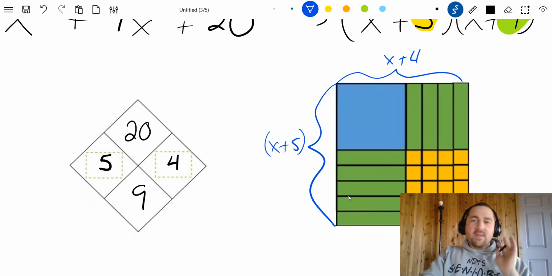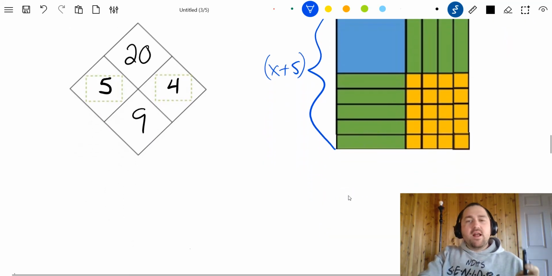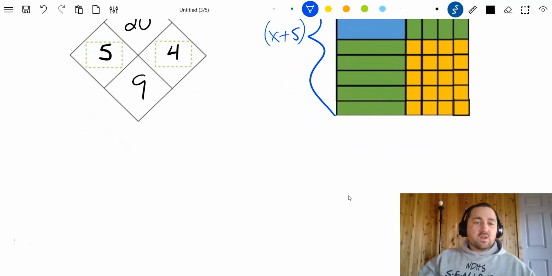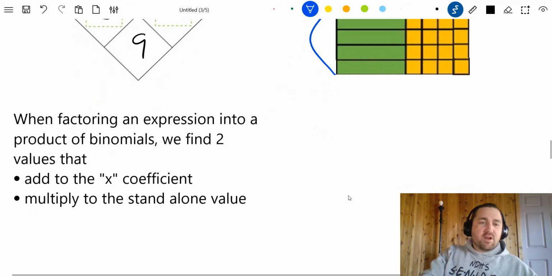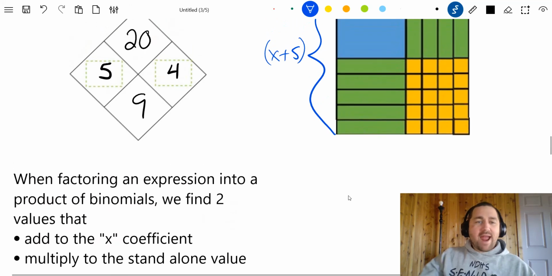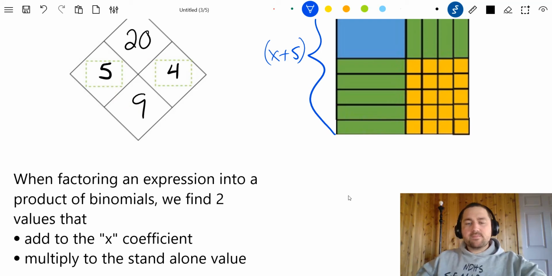And so we could have maybe just told you that this is a trick, right? You do this thing and you get that. But the problem is that then we wouldn't really understand what we're doing. So when factoring an expression into product of binomials, we find the two values that add to the x coefficient and multiply to the standalone coefficient, which is the practice that we got from working with diamond puzzles. That's why we worked on diamond puzzles, to practice this process.